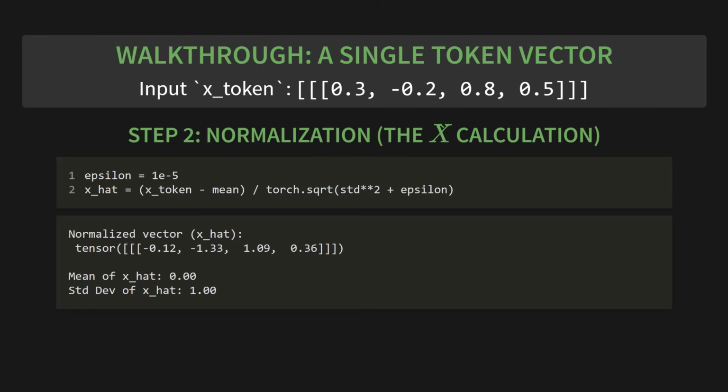Okay, on to step 2, normalization. This is the x hat calculation. We take our input x token, we subtract the mean, and we divide by the standard deviation. And what do we get? Look at this. The normalized vector x hat is now negative 0.12, negative 1.33, 1.09, and 0.36. And its mean? 0. Its standard deviation? 1. Perfect. The target is no longer moving.